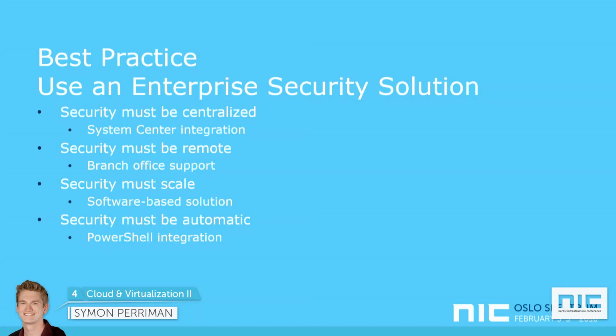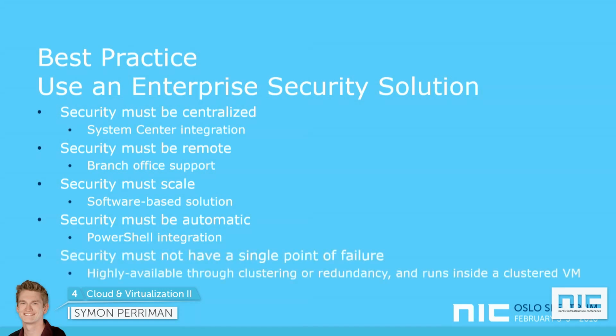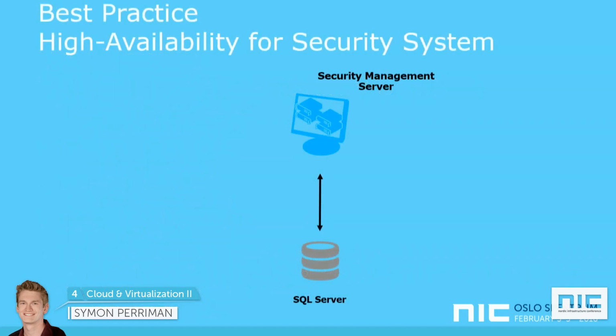It has to be automatic, using PowerShell. And you also have to make sure there's not a single point of failure. Let's say you have a single instance of the security system. It's running inside a VM, and it crashes. You don't have security anymore. You're not going to be able to report when things get viruses on them. You're not going to be able to send alerts. So make sure that security system is highly available. And make sure that it's easy for end users to use as well, if they need to. So best practices around high availability.